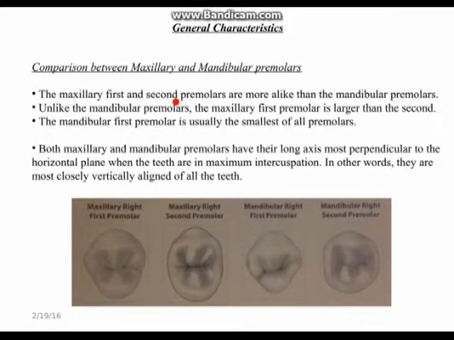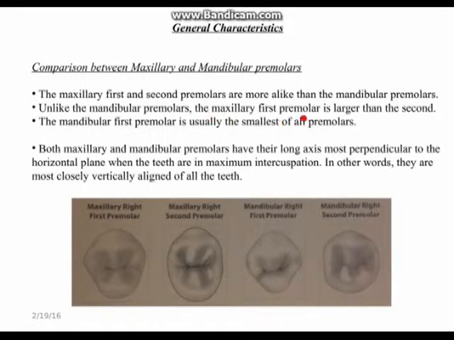Now, for the last comparison, let's see. The maxillary first and second premolars are more alike than the mandibular premolars, which is true. Why? Because remember, the mandibular premolars have different occlusal patterns: the Y shape, the U shape, the H shape. The overall shape is different. Just remember, the maxillary premolars are more alike than the mandibular.